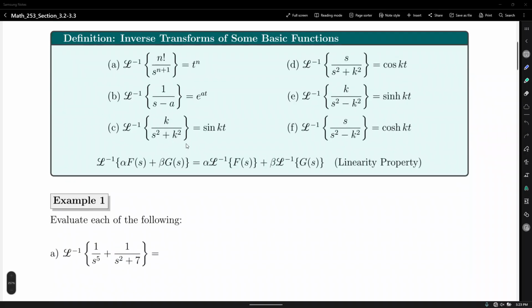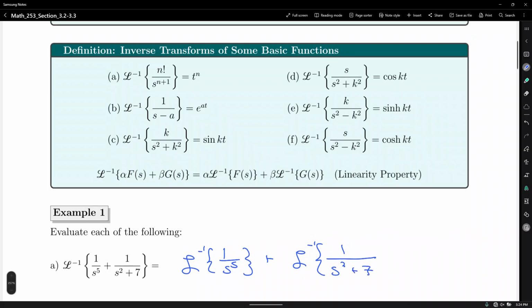Find the inverse transform of 1 over s to the fifth power plus 1 over s squared plus 7. Okay, so number one, I'm going to leave some space in here. So this is the inverse Laplace transform of 1 over s to the fifth power, plus some space, the inverse transform of 1 over s squared plus 7.